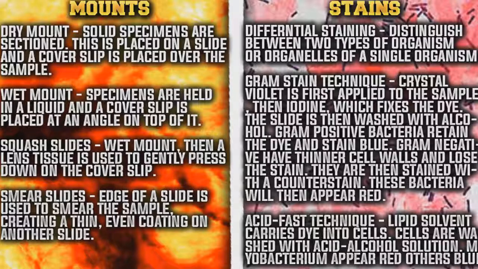These two bacteria are involved in antibiotics. So penicillin will only work on gram-positive but not on gram-negative bacteria. So you have to figure out which bacteria you're dealing with by doing this test. The next technique is acid-fast technique. This is where you use a lipid solvent to carry dye into the cells. The cells are then washed with an acid alcohol solution, and if there's mycobacteria present, it'll appear red, and if there isn't, it will appear blue.